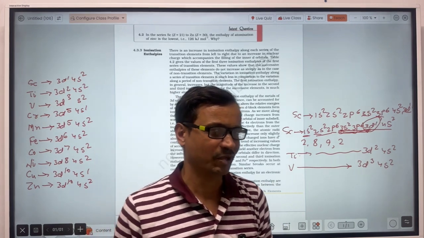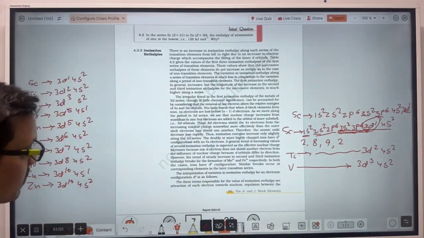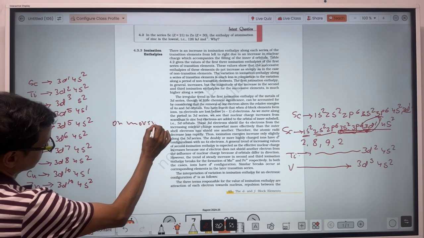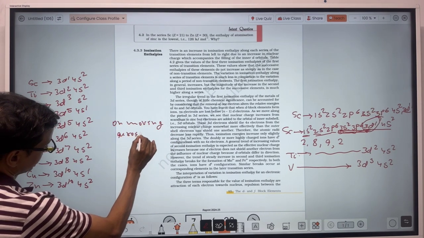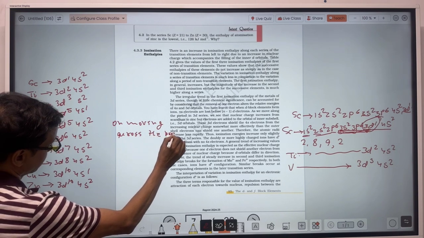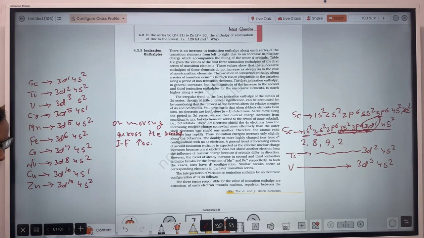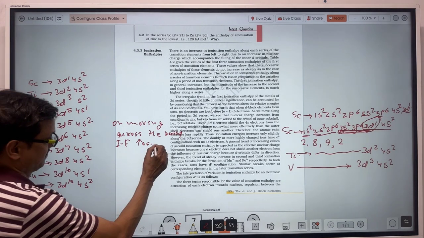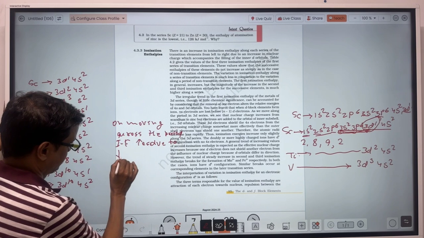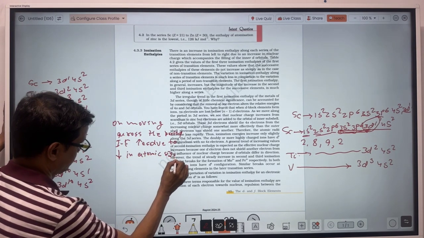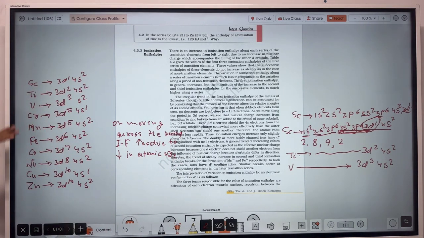Okay, and about the ionization enthalpy based on the electronic configuration. So what happens on moving across the period? Ionization enthalpy increases. Okay, why does it increase? Because on moving across the period, the atomic size decreases. Okay, now there will be exceptions.